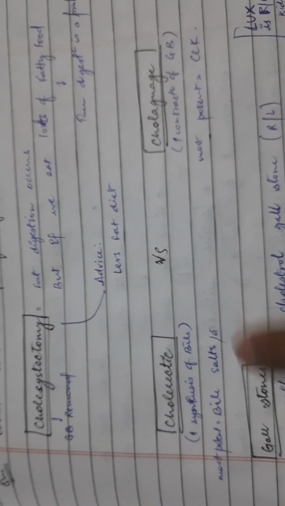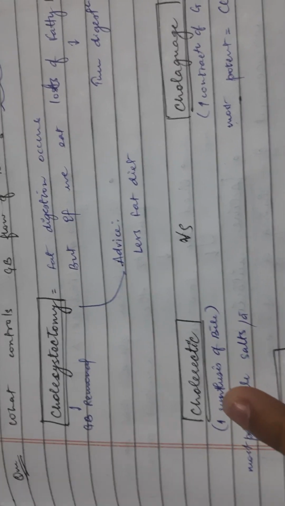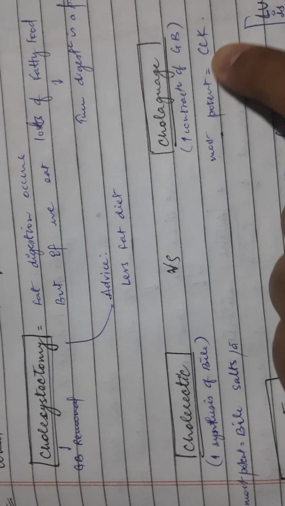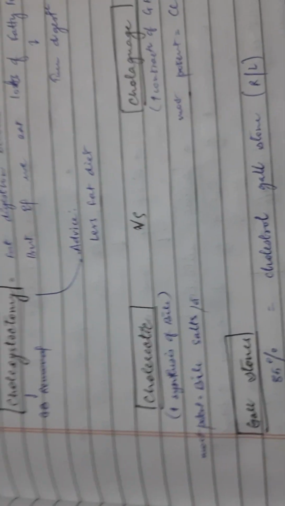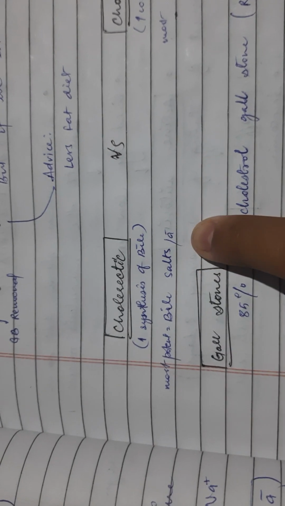So, choleretic versus cholagogue: we have seen choleretic is increased synthesis of bile and cholagogue is increased contraction of the gallbladder. The most potent cholagogue is CCK, and the most potent choleretic is bile salts or acids.